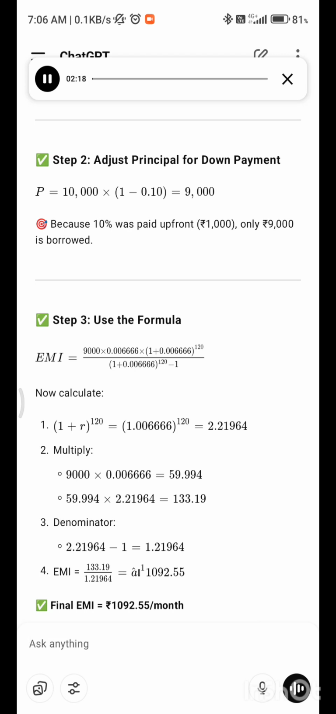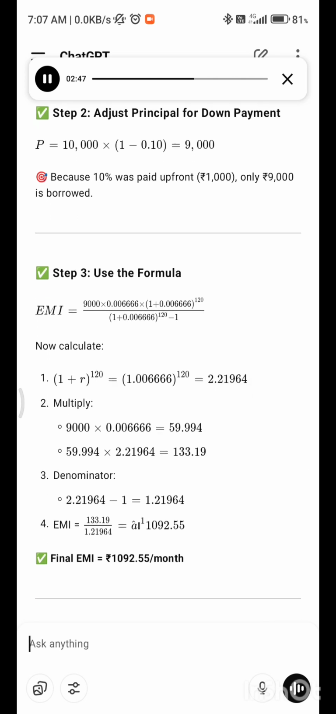EMI equals 9,000 times 0.006666 times (1.006666) to the power 120, divided by (1 plus 0.006666) to the power 120 minus 1. Now calculate: (1 plus R) to the power 120 equals 1.006666 to the power 120, which equals 2.21964. Multiply: 9,000 times 0.006666 equals 59.994. 59.994 times 2.21964 equals 133.19.